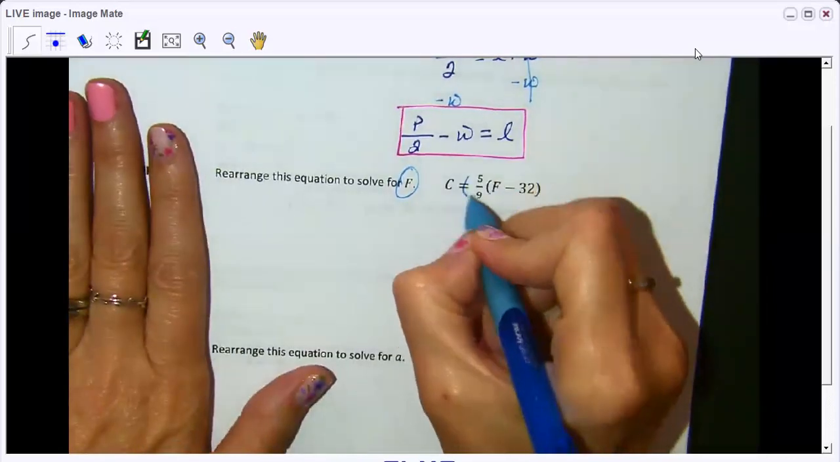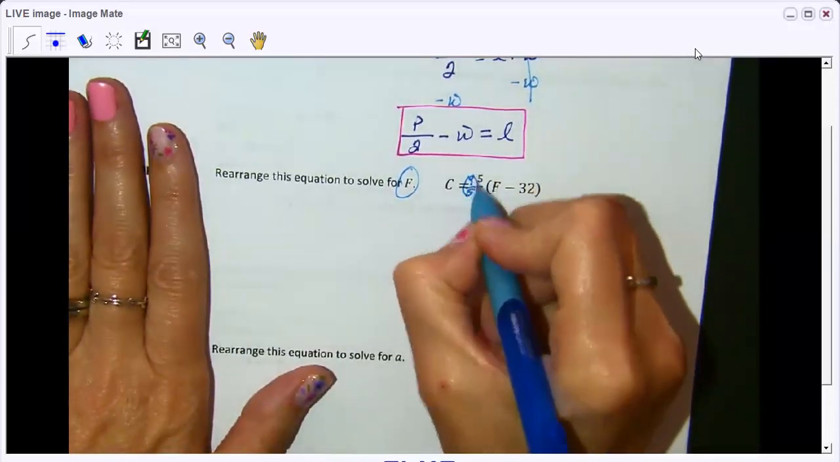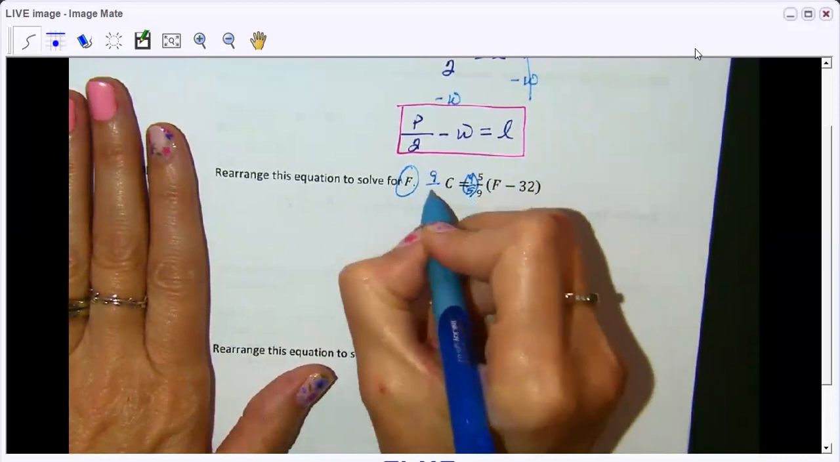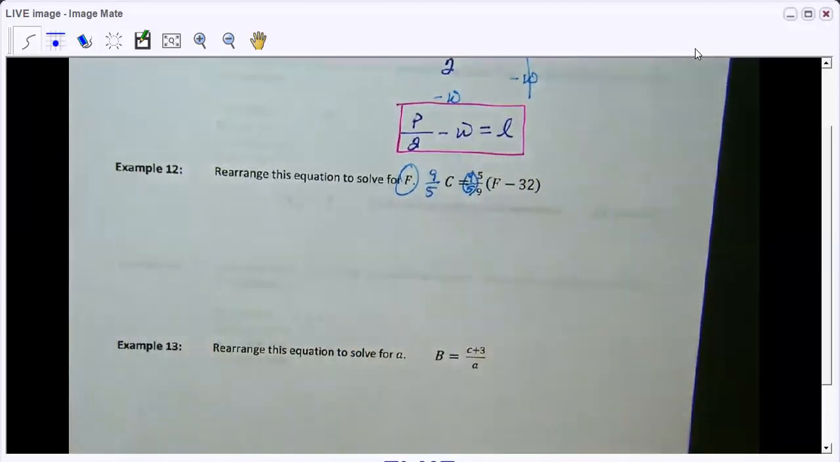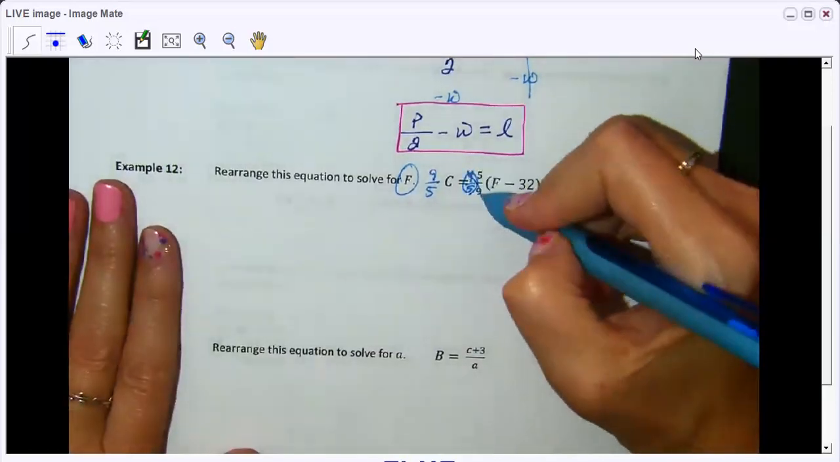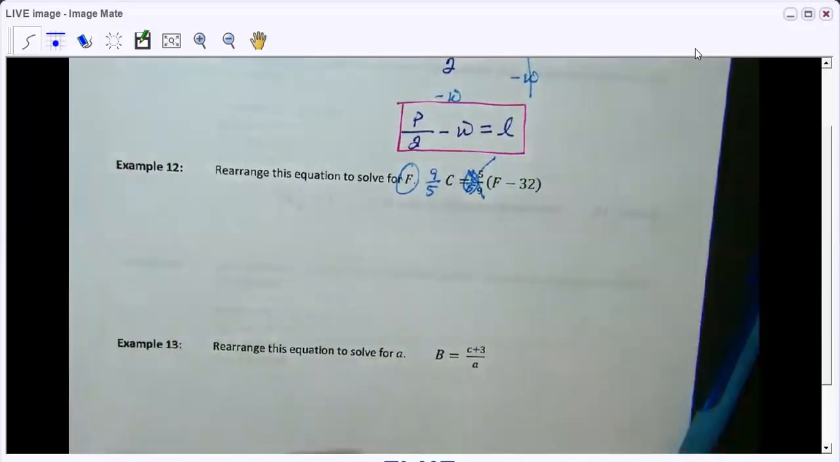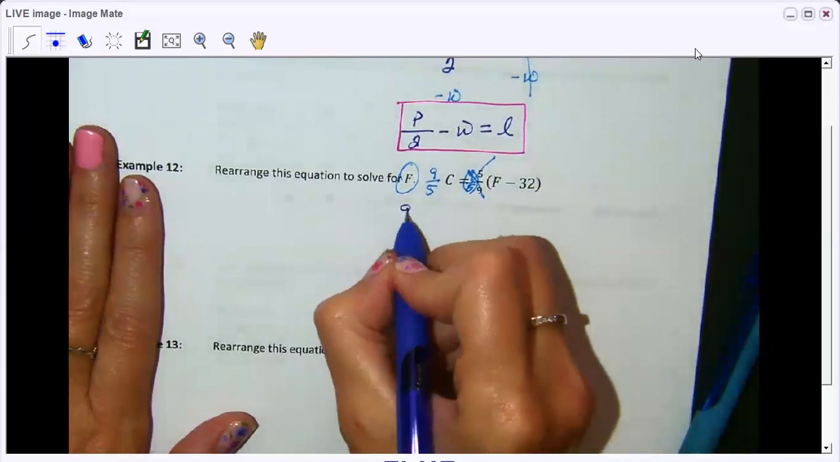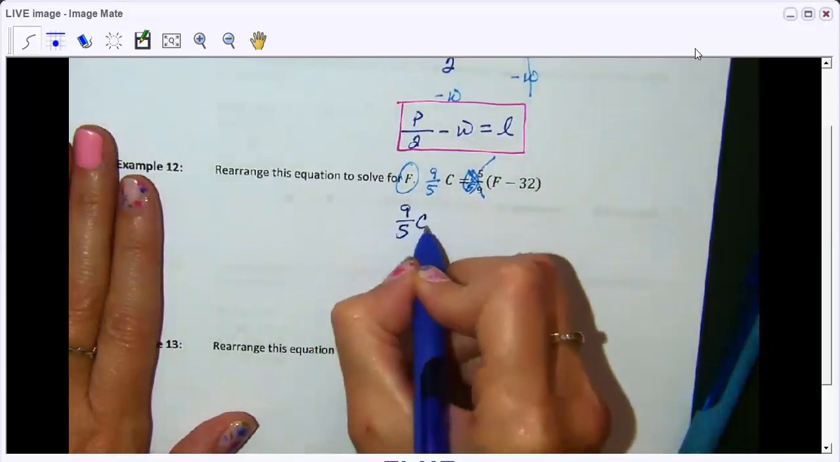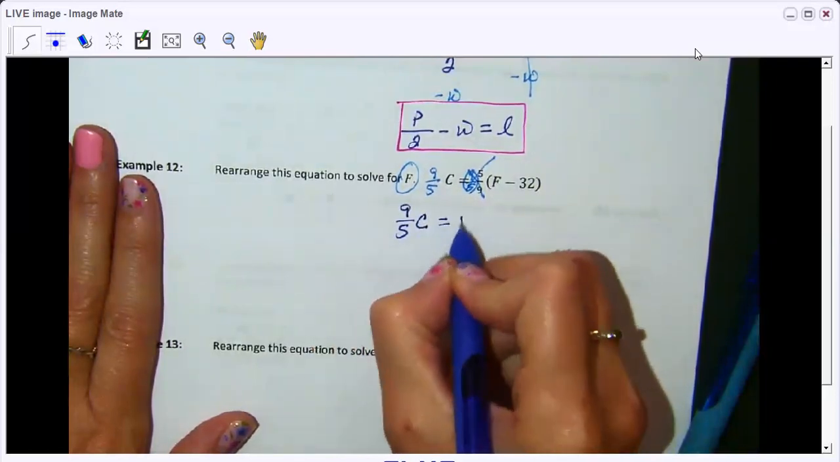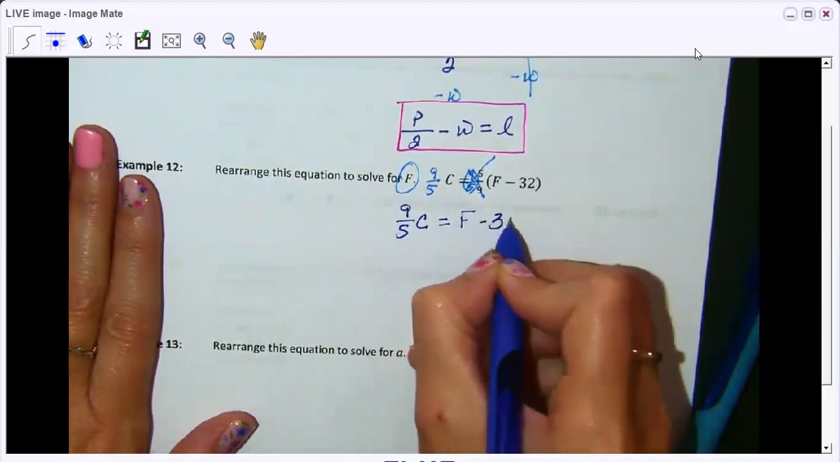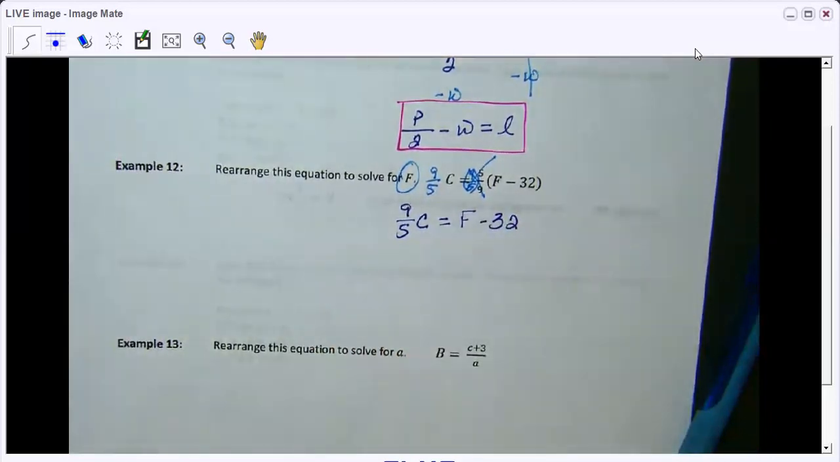And then that way you get rid of 5/9. So we get rid of this over here. And we're left with 9/5 C equals F minus 32. Now we're going to add 32 to both sides.